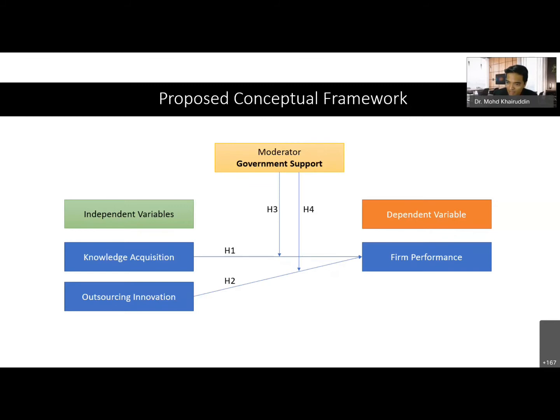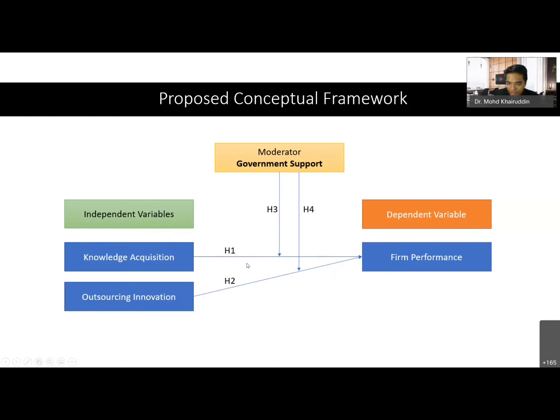And now, as a conclusion, you will have to propose a conceptual framework that consists of all of the hypotheses combined into one research framework. So this is the proposed conceptual framework, as easy as this. As you can see previously, I put the relationship that knowledge acquisition is positively related to firm performance, H1.